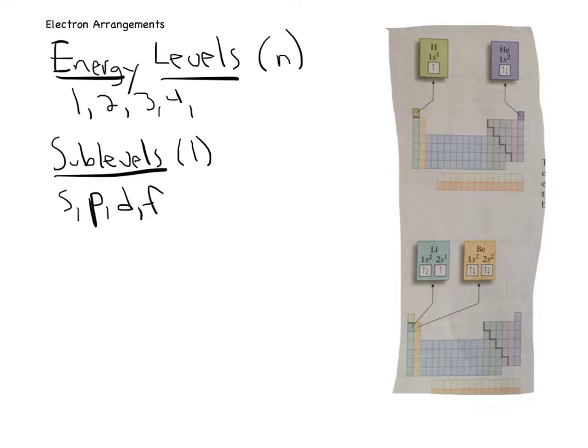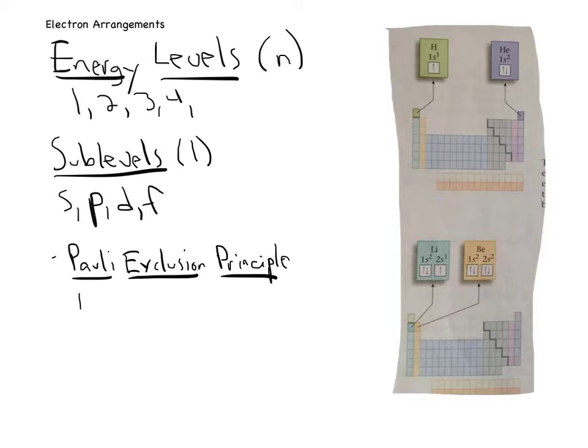We also, in the last video, talked about the Pauli exclusion principle. The Pauli exclusion principle tells us that when two electrons are in an orbital, one needs to be spin up, the other needs to be spin down. They cannot both be spinning in the same direction. So, let's take a look at how we would do this for hydrogen.